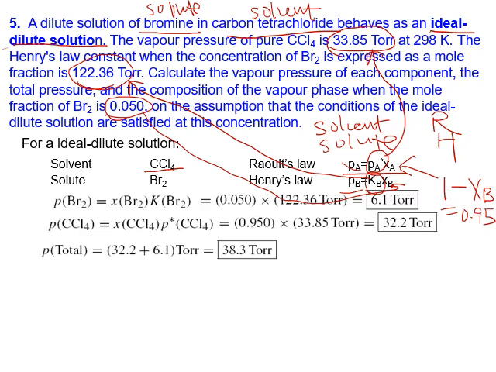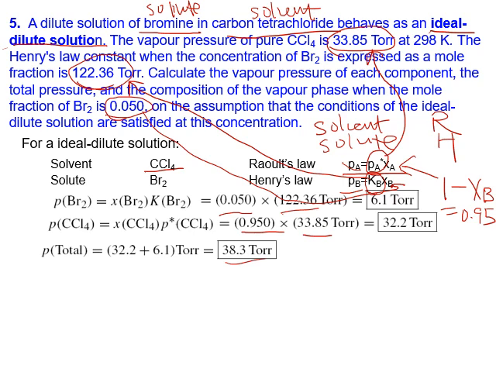Okay, and therefore the partial pressure can be calculated. For bromine, it's 0.05 times the Henry's constant. For carbon tetrachloride, it's 0.95 times its own vapor pressure when it's pure, and that gives you 32.2. Added together, it's the total pressure.